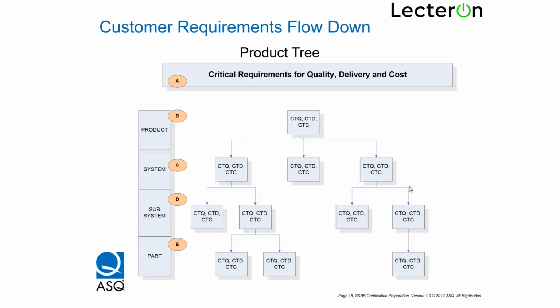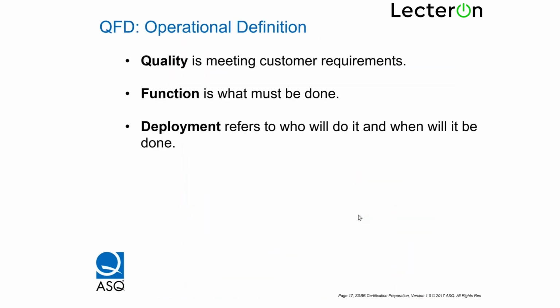Customer requirement flow down. This is a product tree. Critical requirements for quality, as you see, and start going down. Critical requirement for quality and start going down. Product, system, subsystem, and part. The QFD, quality function deployment. Quality is meeting customer requirements. Function is what must be done. Deployment refers to who will do it and when it will be done.